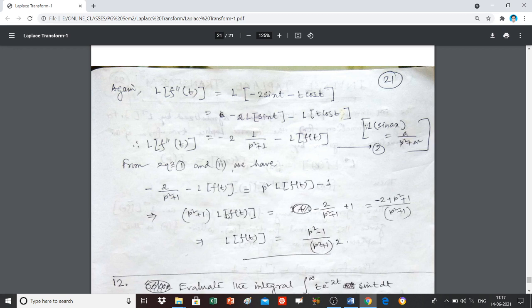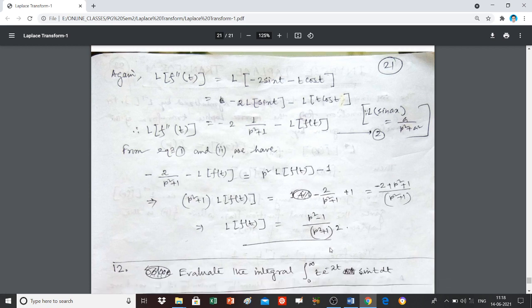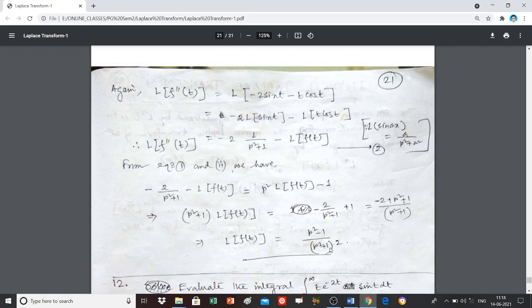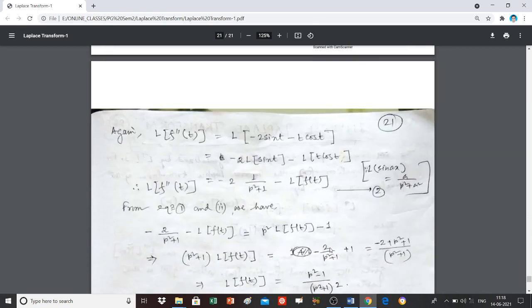So (p square plus 1) Laplace transform of f(t) is equal to minus 2 by p square plus 1, and this plus 1 is here, that is equal to p square plus 1. Just to simplify it, then minus 2, then plus p square plus 1. So from here Laplace transform of f(t) is equal to p square minus 1 by p square plus 1. So this is the value of the Laplace transform of the given function f(t). It is also interesting, and this is another way to find the value of the Laplace transform of a given function using the Laplace transform of derivatives.